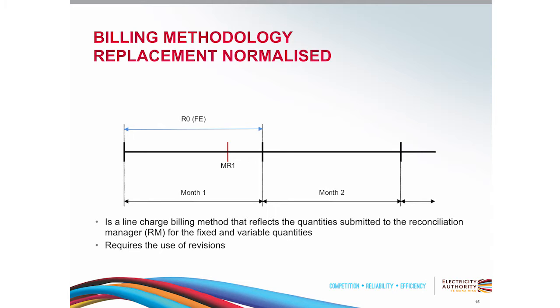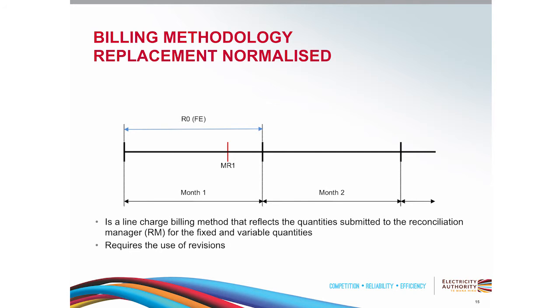So if we look at replacement normalised, you're going to have your initial file, R0, and it's going to be an estimate. That's it. It's someone's big guess. If you looked at retailers' guesses for May 2015, they were about 3 or 4% out. So there is quite a big error in it. And it's because of those estimates and guesses that go into it that the revision process is necessary.